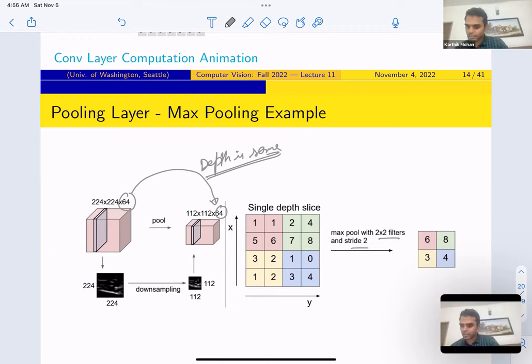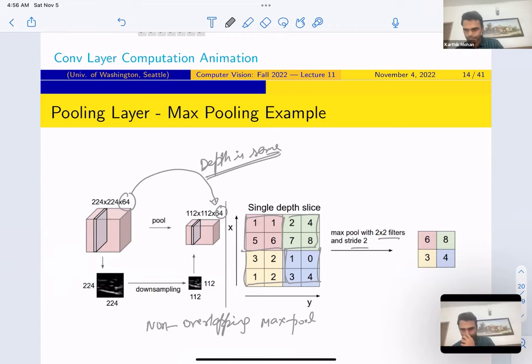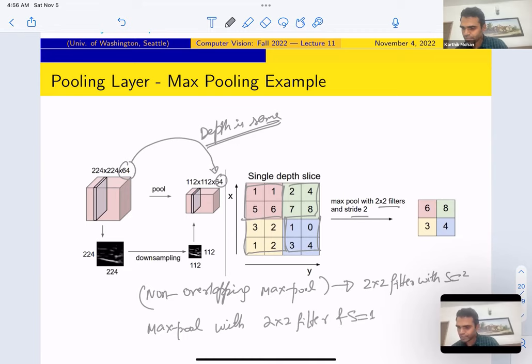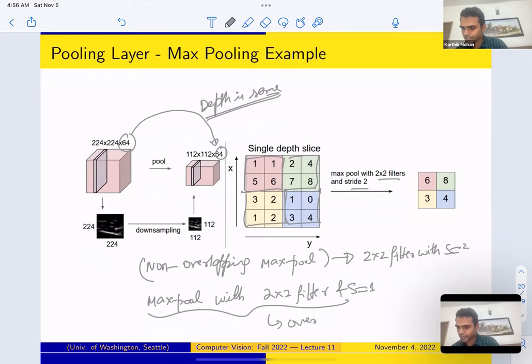And we spoke about how usually max pooling is non-overlapping max pool, which means there is no overlap. So you have this, you have this, you have this, you have this. But if you change the stride length, you can overlap, right? So for instance, this example is a 2x2 filter with S equals 2. A max pool with a 2x2 filter and S equals 1 is an example of overlapping, right? Because as you stride, you'll be overlapping.